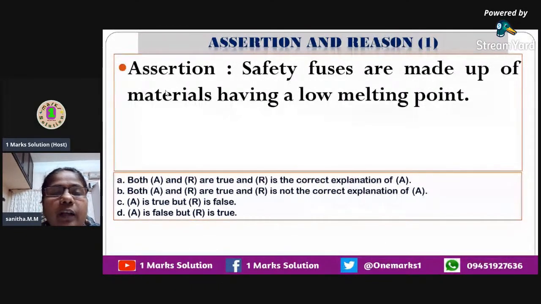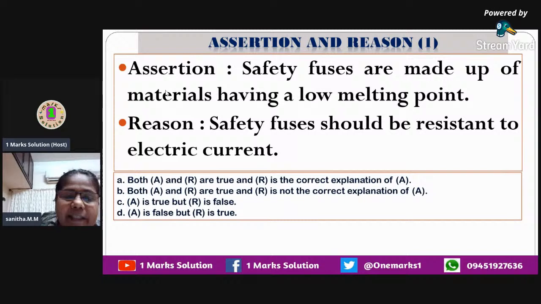Now let us start with the first question. Assertion: Safety fuses are made up of materials having low melting point. Sure. What if it is correct? You just think of fuses. Fuses are necessary for us, isn't it? Why? Because if anything happens and high current is coming, the fuse will melt. That means the connection will break, so that we will be safe. Reason: Safety fuses should be resistant to electric current.